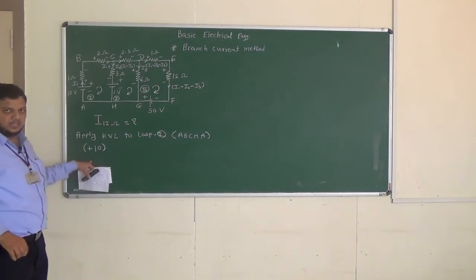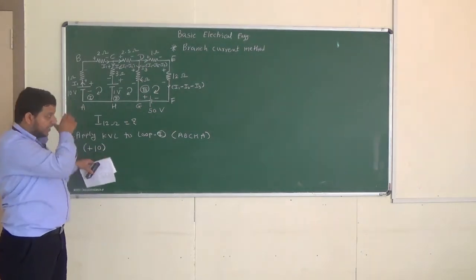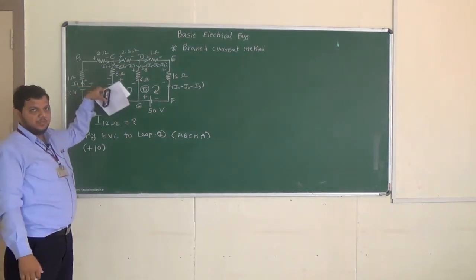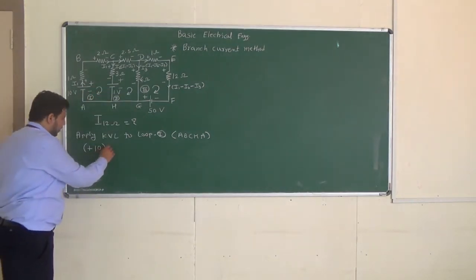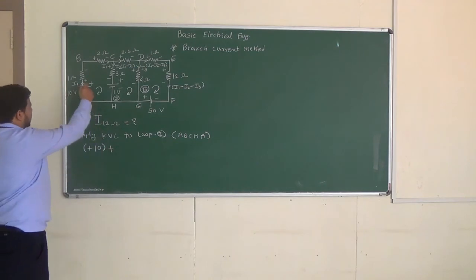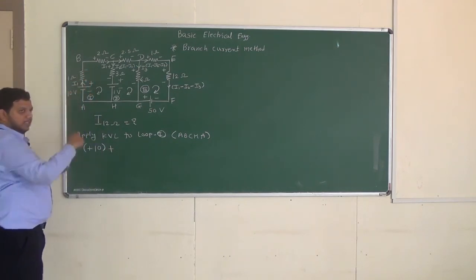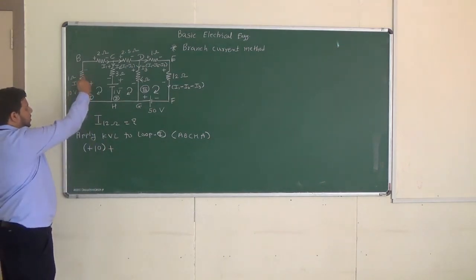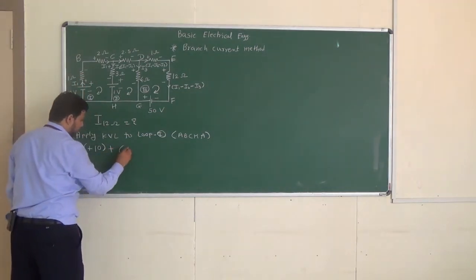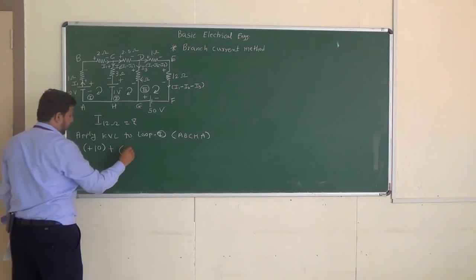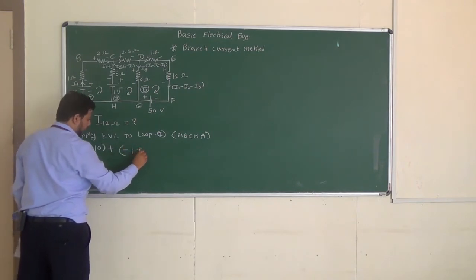So it is plus 10, because what is KVL? Algebraic sum of voltages in any closed loop is 0. Okay. So here it is voltage plus 10 plus. Now next we are moving from plus to minus, that is higher potential to lower potential, means there is a decrease in voltage. So there will be minus sign, minus 1 into I1.